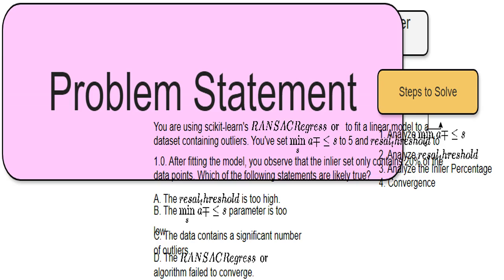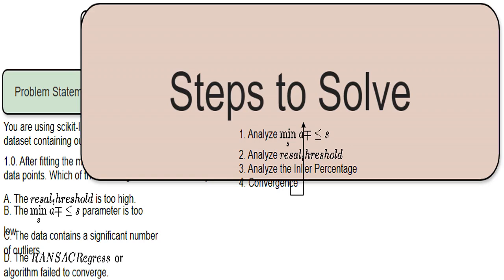We are using the RANSACRegressor, Random Sample Consensus Regressor, from scikit-learn to find the best fitting line for data that has outliers. I set a minimum of 5 data points, min_samples, to fit a line, and I set a maximum acceptable distance from the line, residual_threshold, to 1.0. However, only 20% of my data points are classified as inliers. What went wrong? I'm going to systematically analyze each part of the problem to see why I'm getting this unexpected result. I'll examine each parameter setting and consider whether there's too many outliers.